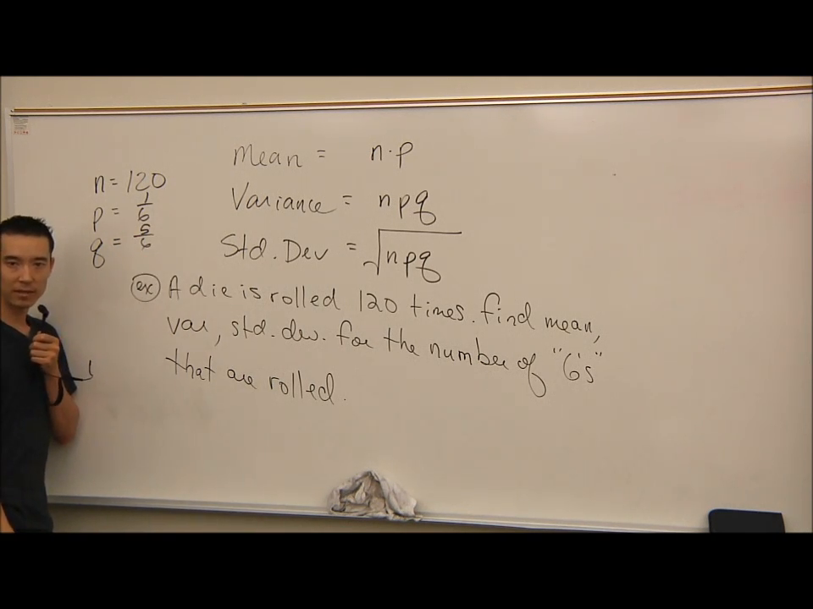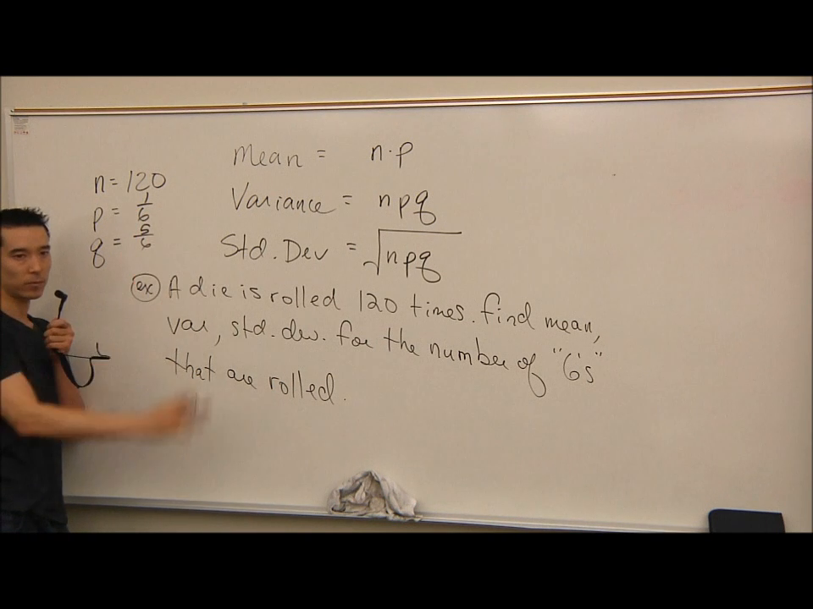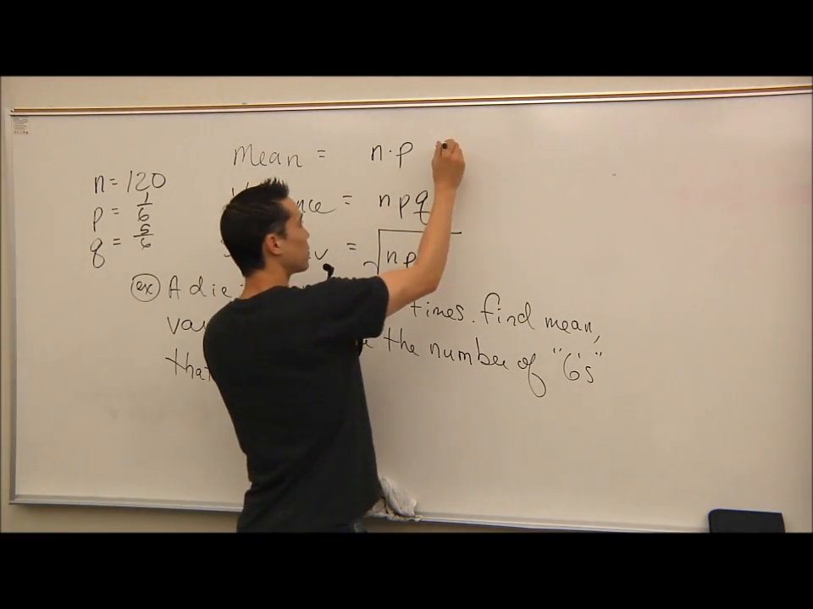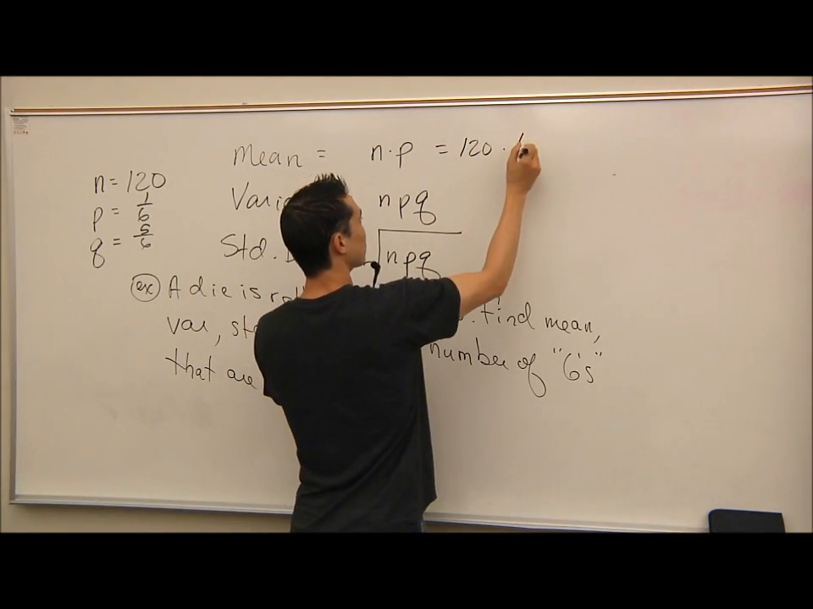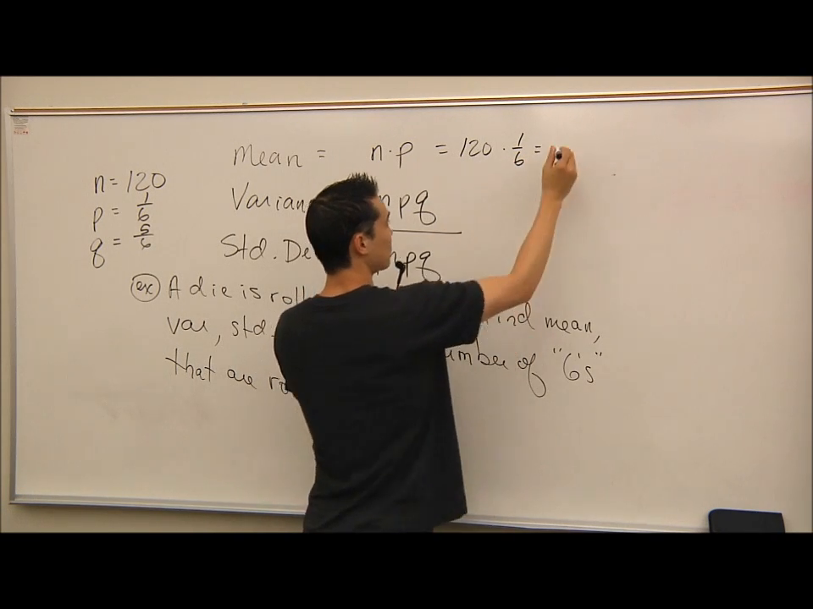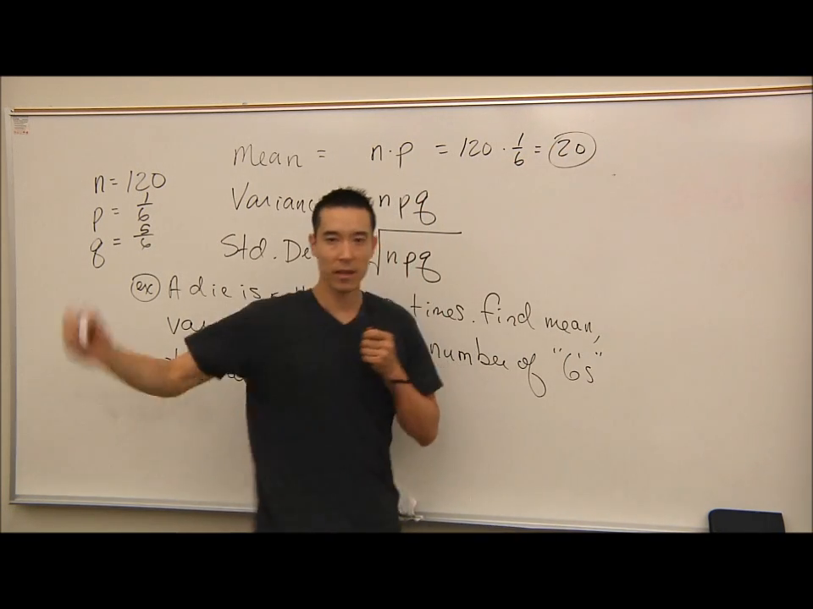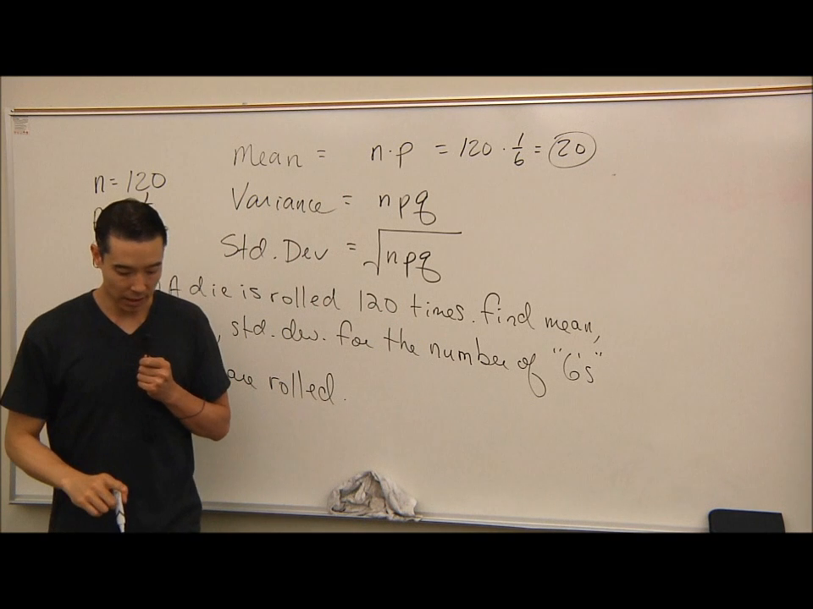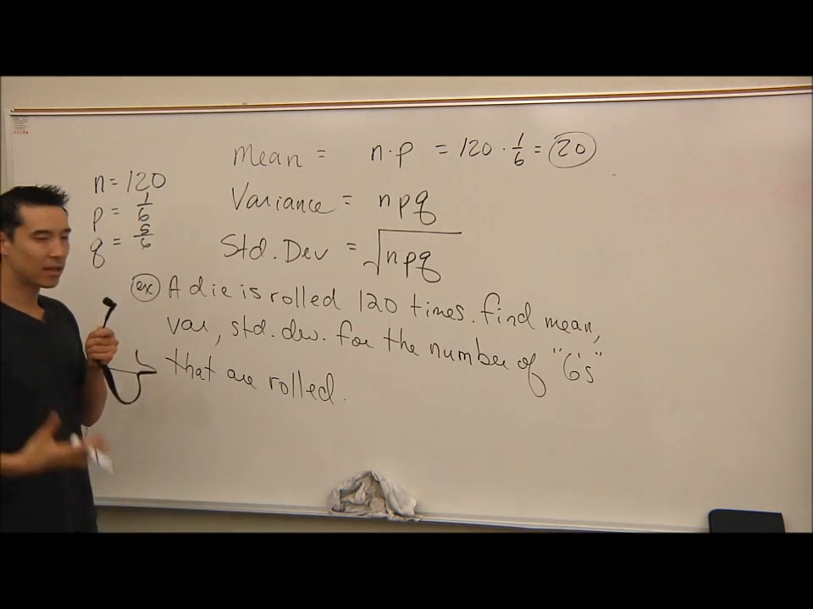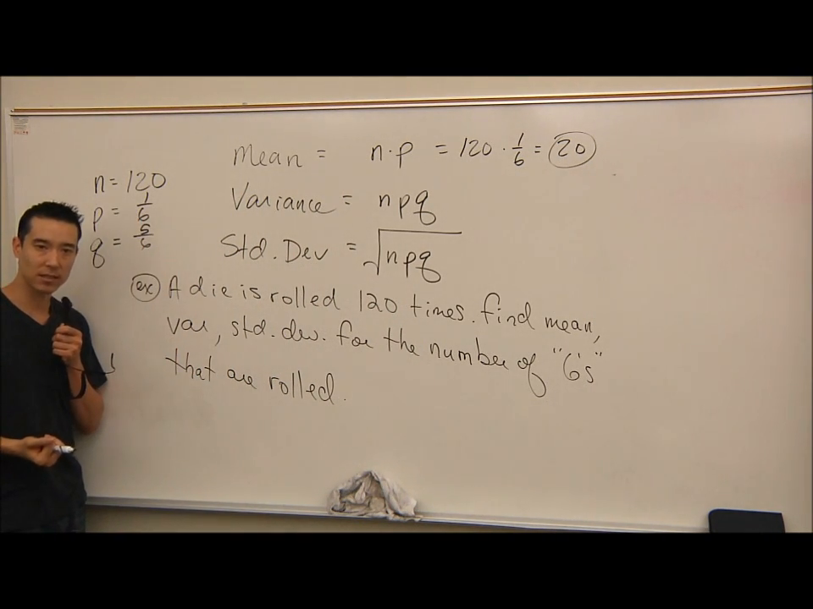Is everybody with me? Can you use this information to finish this problem off? What's the mean? n times p. 120 times 1/6. What's 120 times 1/6? 20. If I roll a die 120 times, do I expect to get an average of approximately 20 6s? Does that make sense?